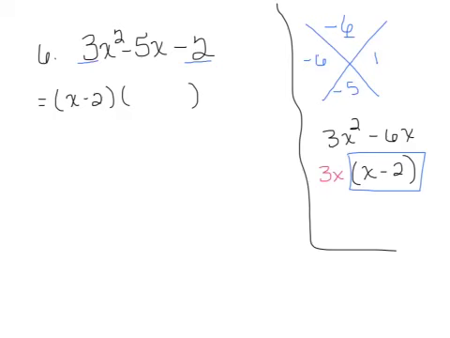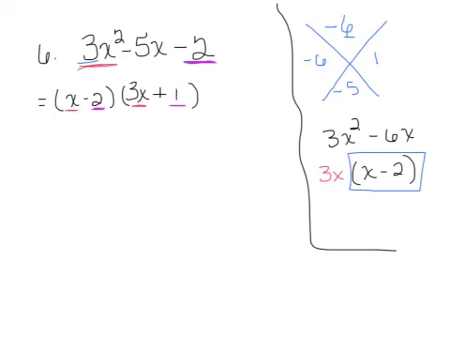So if I need to get 3x squared, when I multiply my firsts together, I know I'm going to multiply by an x, so what I have to have is 3x. And I want to get a negative 2 as my last term. I have a negative 2 here. I have to multiply it by something, so that's got to be multiplied by a positive 1.